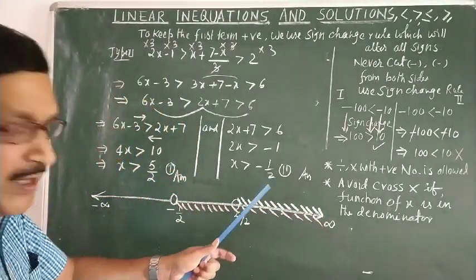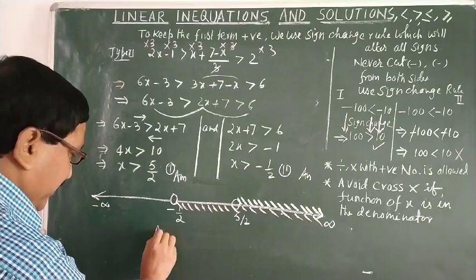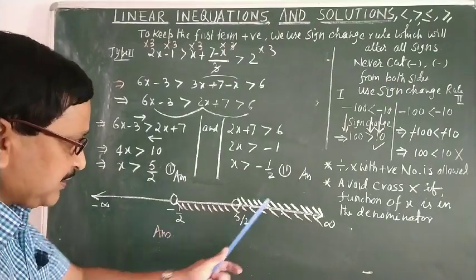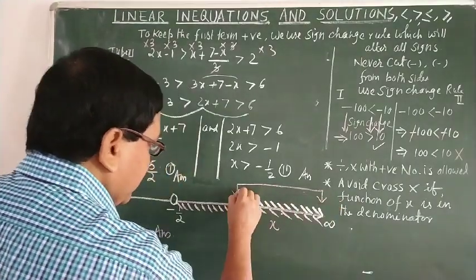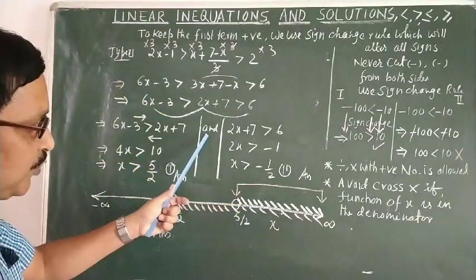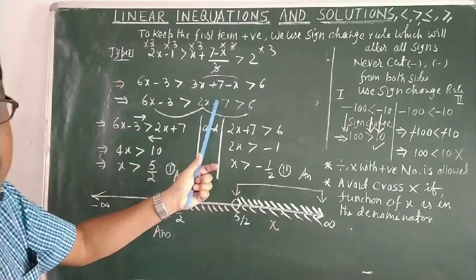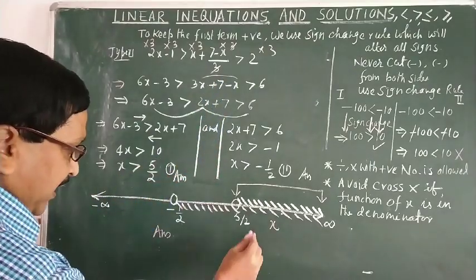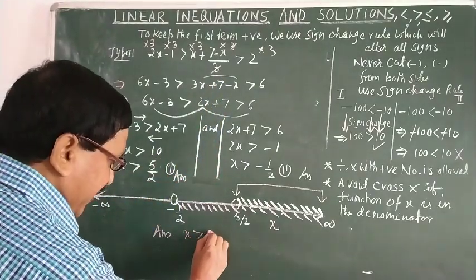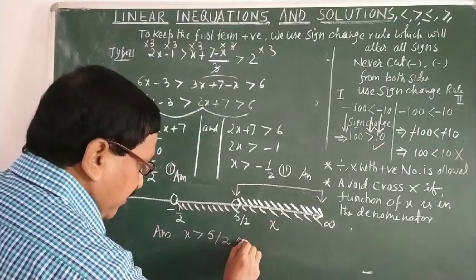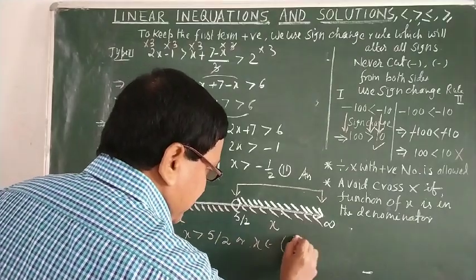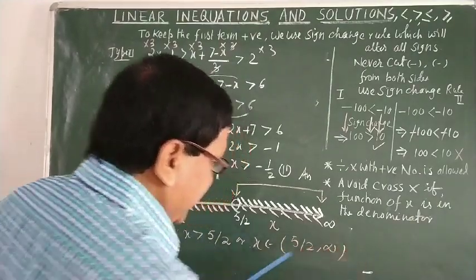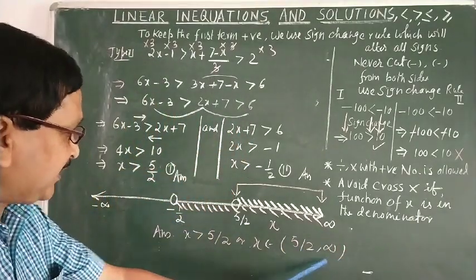So AND means the common answer is entertained. So our common answer is this. This is the common answer. Due to this AND, always use and after that the answer is x more than 5 by 2, or x belongs to 5 by 2, not taken. So a small bracket, infinity is never taken, so a small bracket.